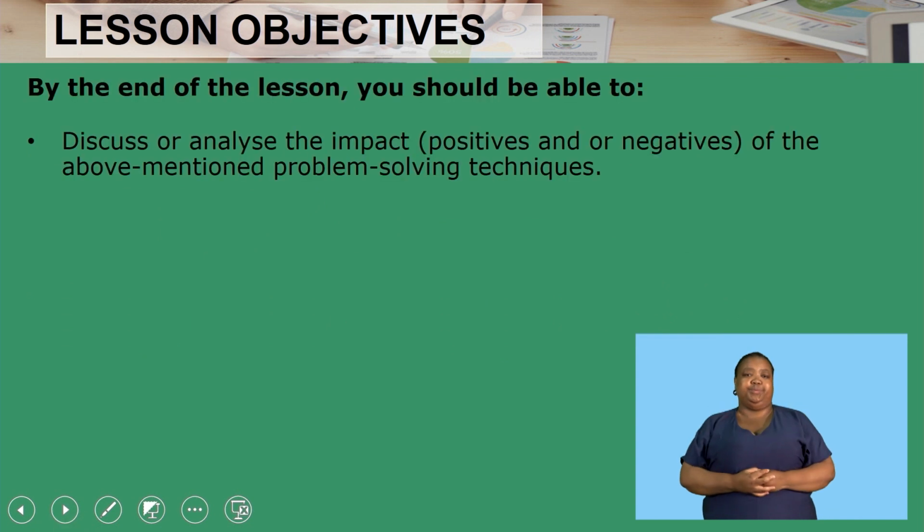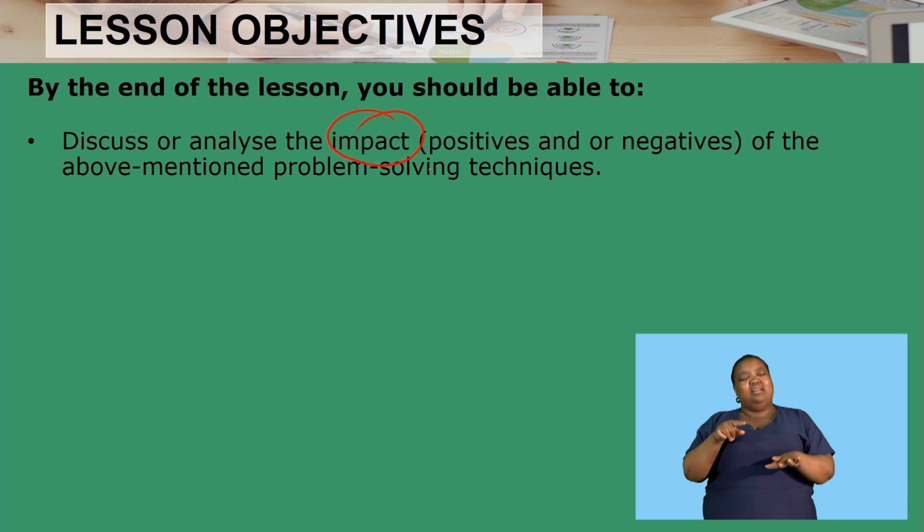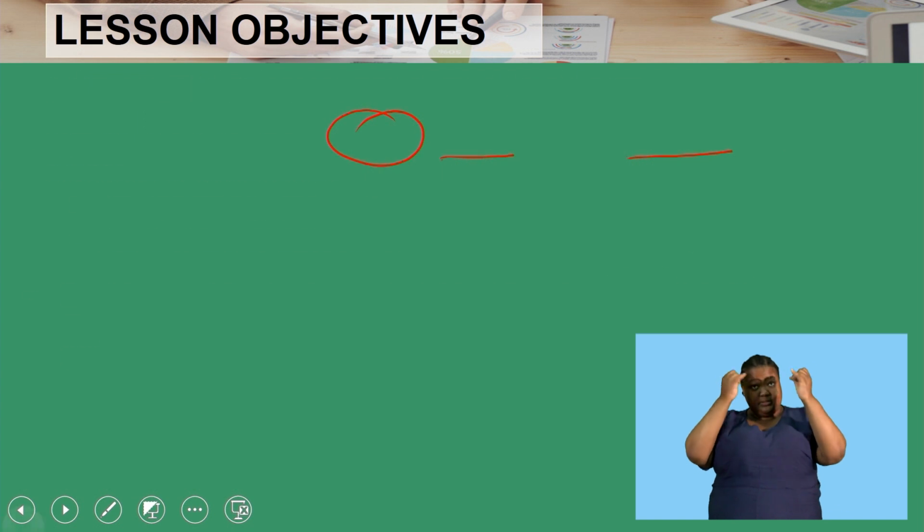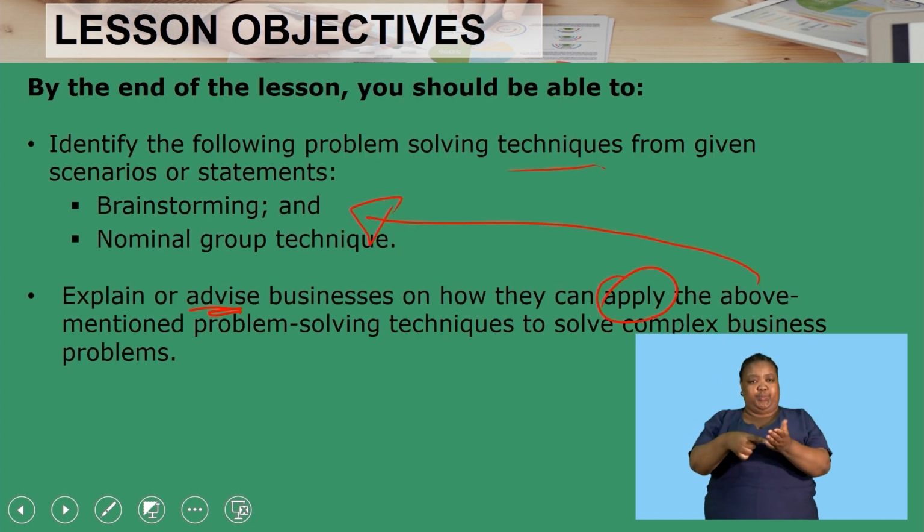Right. You should also be able to discuss and analyze the impact. Remember, the impact is the positives or the negatives of the above mentioned problem solving techniques. The above being brainstorming and the other one, which is the nominal group technique. Right.